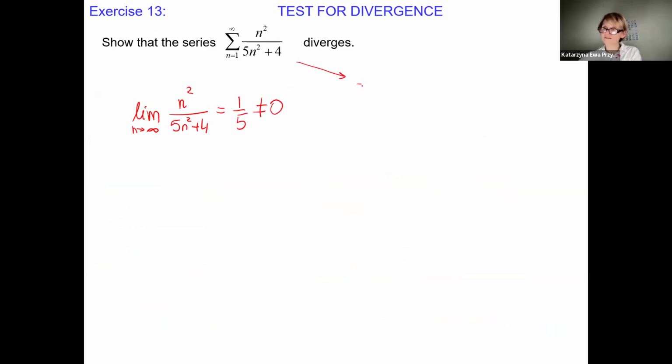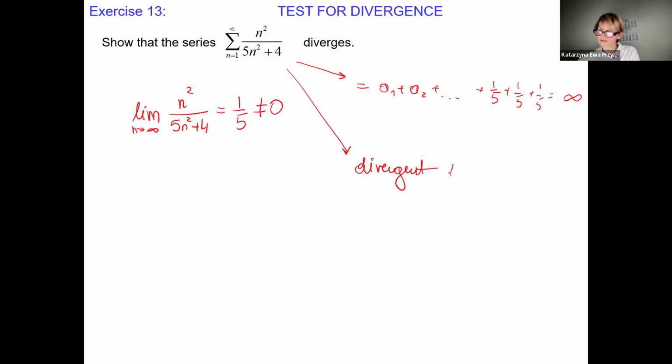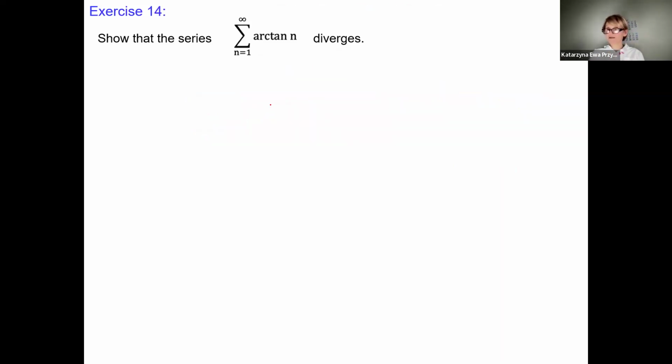We may think that we will have the first term, the second term, but I don't want to calculate. Eventually we will be adding 1/5, 1/5, 1/5. Of course, it's infinity, so we can say divergent by the test for divergence, the n-term divergence test. The limit is different than 0. No chance. Okay, good. Oh yeah, I have a solution. What about arctangent of n?